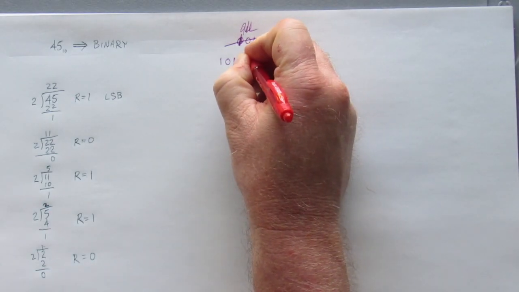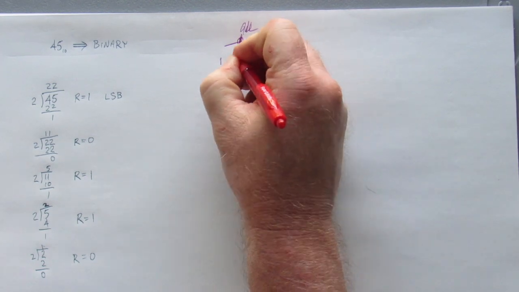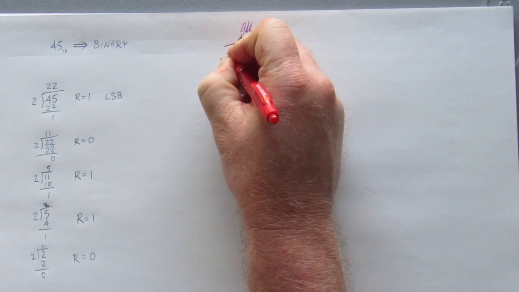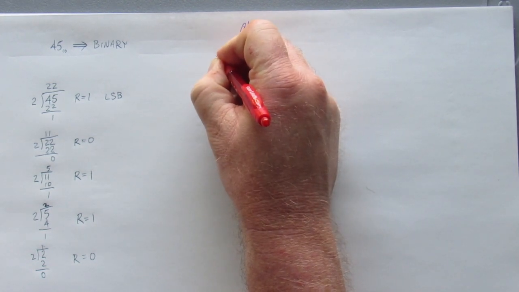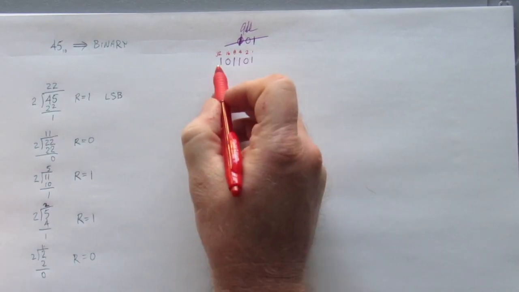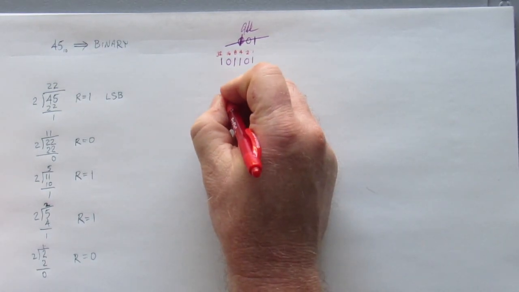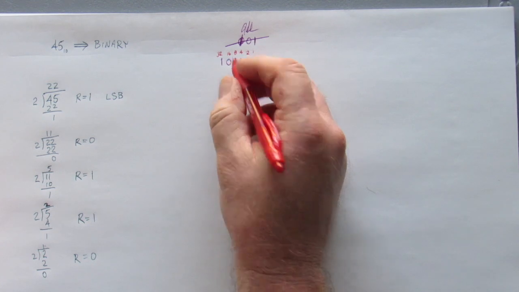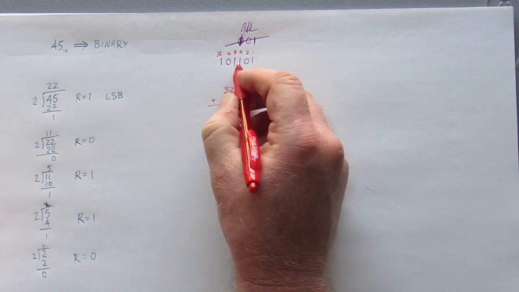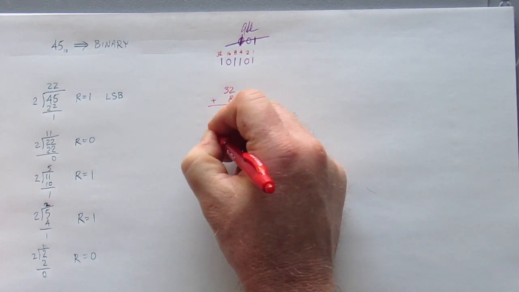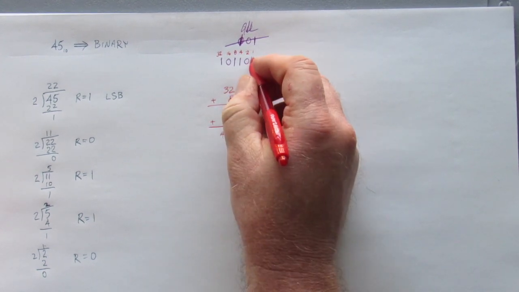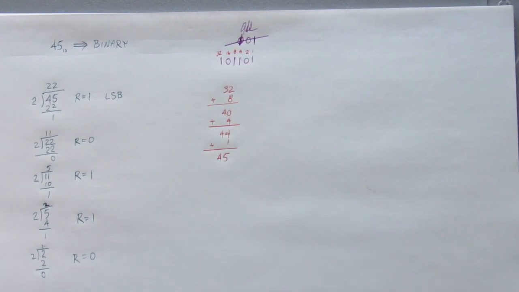Okay, so did that work? Let's see. Remember the value of your columns. This is the 1s, 2s, 4s, 8s, 16, 32. So let's add these up. I have a 1 here, so 1 times 32 is 32. 1 times 8, 40. 1 times 4 is 44. Nothing there. 1 times 1, 45. There we go. We did it.